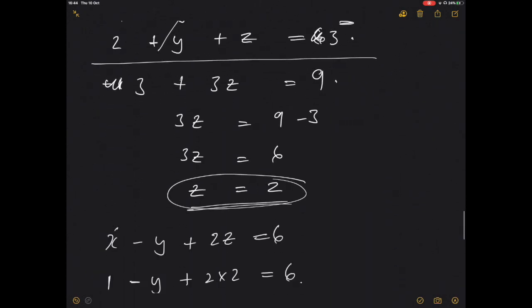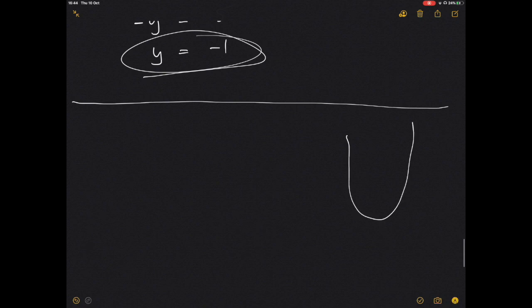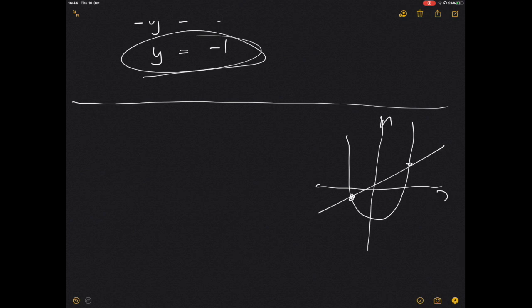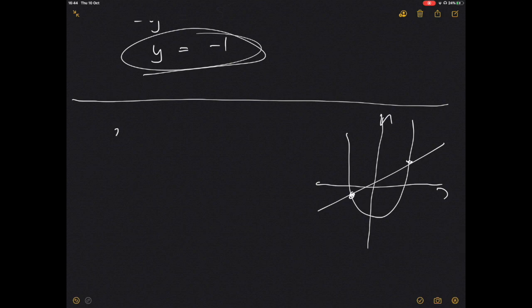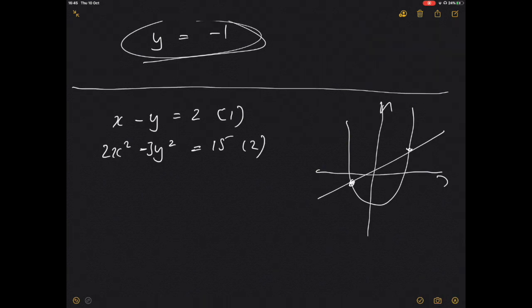Okay, so what happens if we want to extend this a little bit and we want to look at what happens if we have a quadratic, maybe something that looks a little bit like this. We want to find out where the line crosses through here. So maybe we have two solutions where the line crosses. So if we take an example such as x minus y equals 2 as our first equation, and we have something like 2x squared minus 3y squared equals 15 as our second equation, we can begin to work out where these lines will cross.